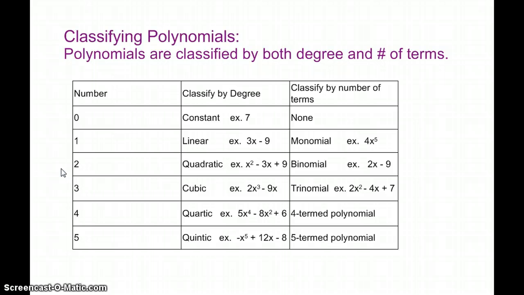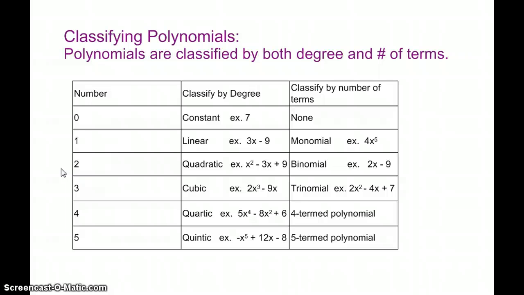Something of degree 2 is called a quadratic function, and if there are two terms, it's called a binomial. Something that is of degree 3 is a cubic function, and something with 3 terms is called a trinomial. Degree 4 is a quartic function, and once we get past a trinomial, we don't name our polynomials anymore. It is simply a 4-termed polynomial. Same thing with 5 as far as the number of terms go, but if something is of degree 5, if it has an exponent of x to the fifth, we call that a quintic function.